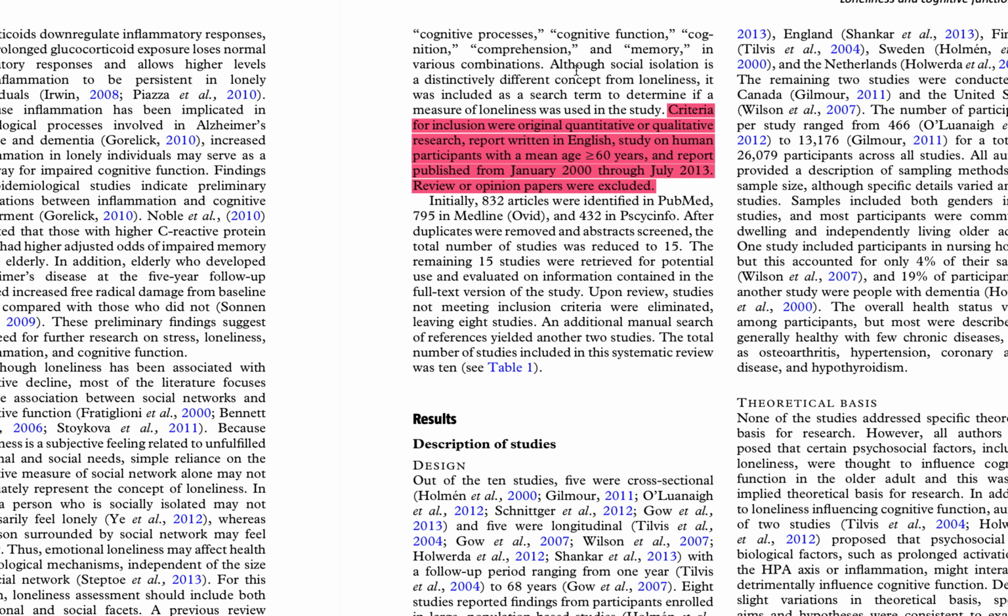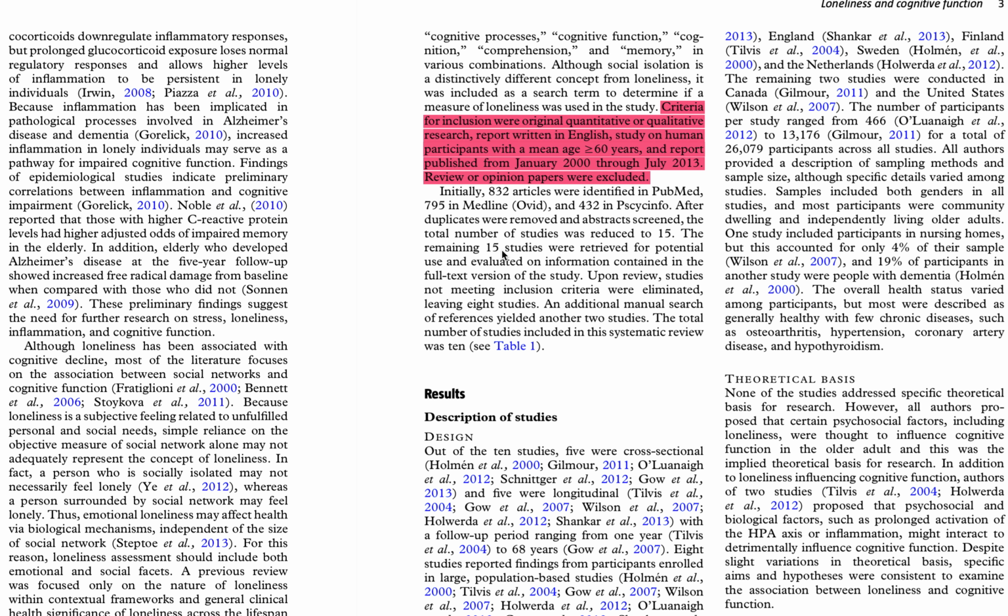I did add one sentence here because it's something that's unique to this review. People might want to know why I searched social isolation, because that is different than loneliness. They're not the same thing. So I put in a little explanation that the reason I searched for social isolation is because I wanted to look in those articles and see if they actually measured loneliness, because sometimes they do. So that's why I searched for those articles as well.